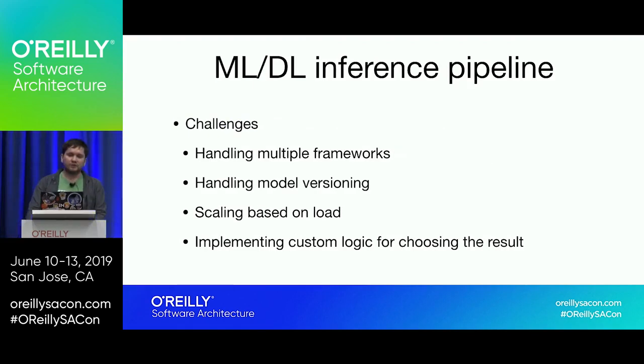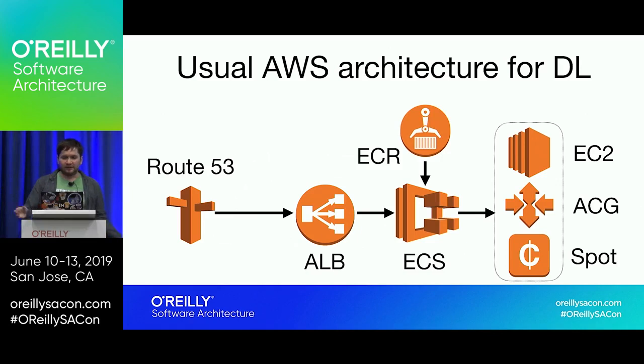And finally, machine learning, deep learning inference pipeline. Basically, we want to deploy the model and see how it performs. We want it to be scalable, and we want to have custom logic. What does the usual architecture for deploying inference look like? Deep learning API: you start with Route 53 for your API, then a load balancer, then a cluster where you handle your instances from Spot and an auto-scaling group, and you have ECR where you keep your Docker container. It's the most basic architecture it could be.